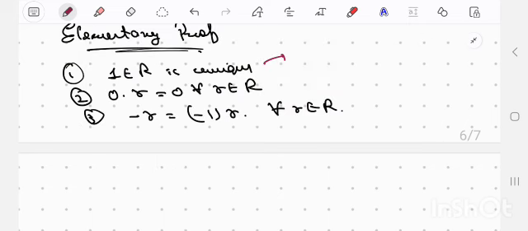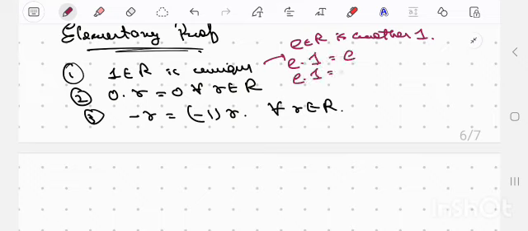See, why is it true? Suppose you have another such element. Let's say e in R is another 1, distinct from 1. Then we have that e times 1 is equal to e, because 1 satisfies this property, and e times 1 will also be equal to 1 because e satisfies the property, right? 1 is an element of R, e is an element of R. That is why we have this. So we must have e equal to 1.